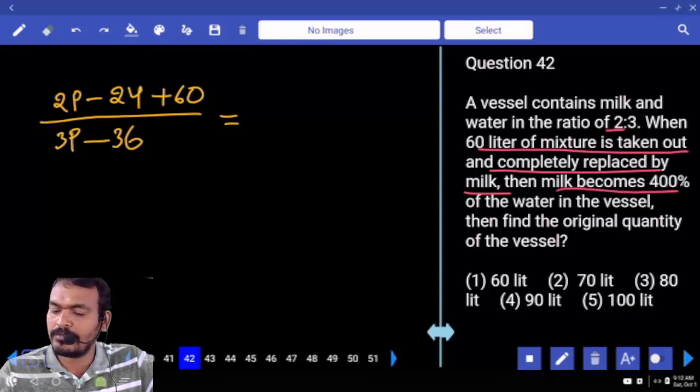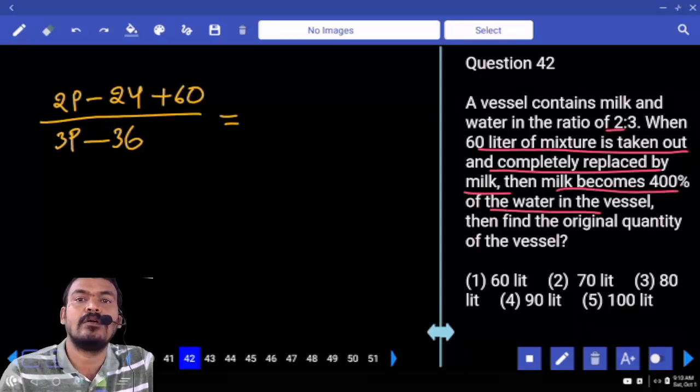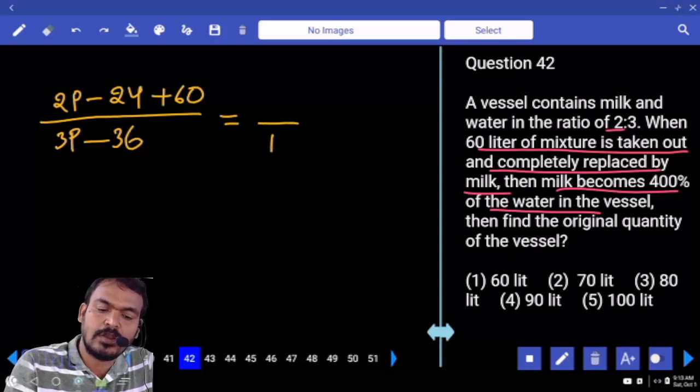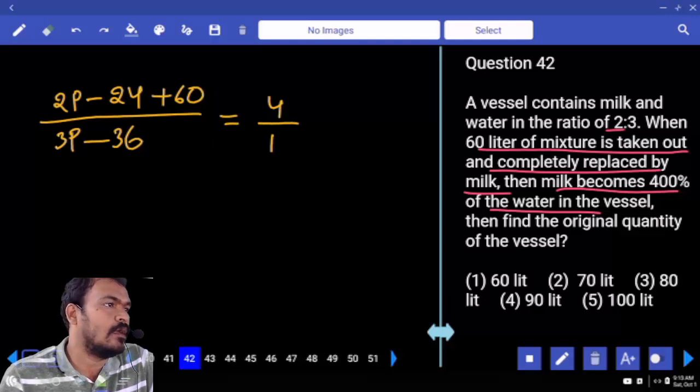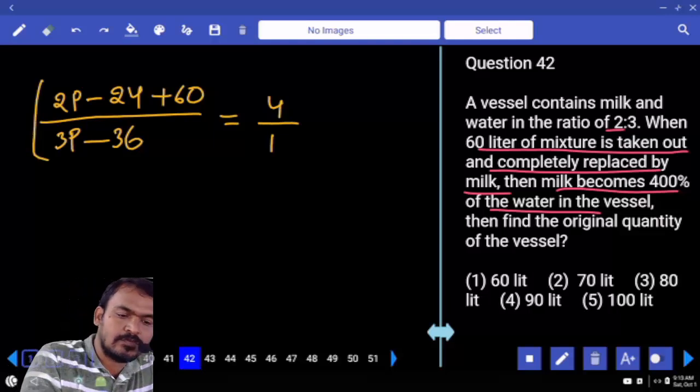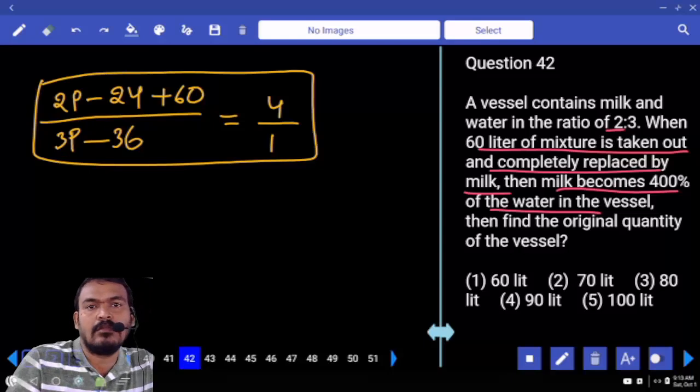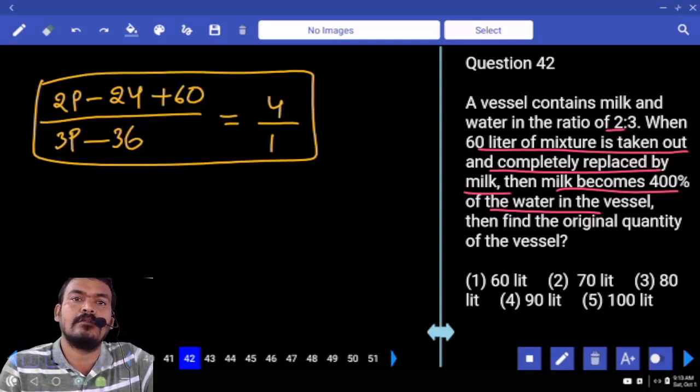But here milk becomes 400% of the water. Suppose water is 1 part, then milk is 4 parts, yes or no? Solving this, we get the 1 part value. After that we require 5 parts.